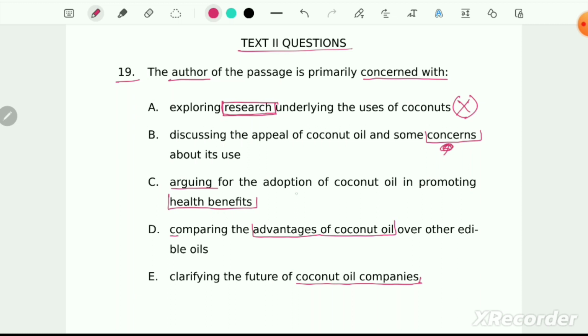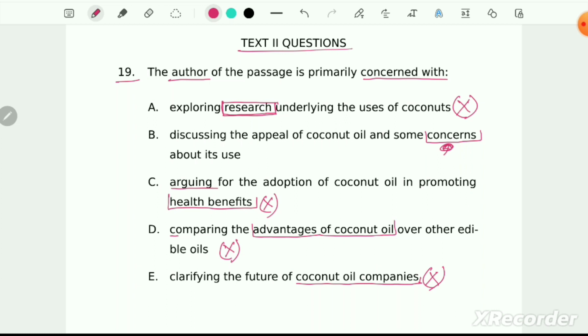Arguing for the adoption of coconut oil in promoting health benefits. No, they didn't talk about any health benefits yet. Comparing the advantages of coconut oils over the other edible oils. No, the passage didn't mention any other kind of cooking oils. Clarifying the future of coconut oil companies. No, they didn't mention the future of coconut oil companies.